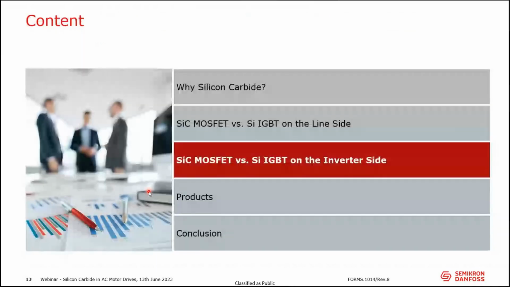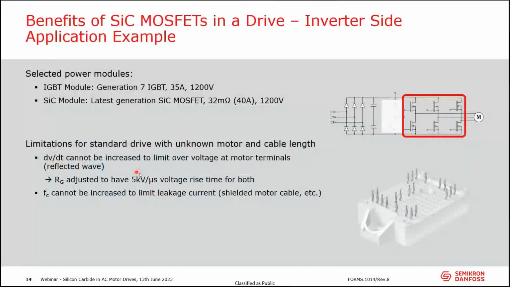Now, let's look at the inverter side. That is also pretty interesting. That also shows pretty interesting results. So here I took a 35 amps module, also generation 7 IGBT, and compared that again with a 32 milliohm silicon carbide MOSFET, also one of the latest generations.